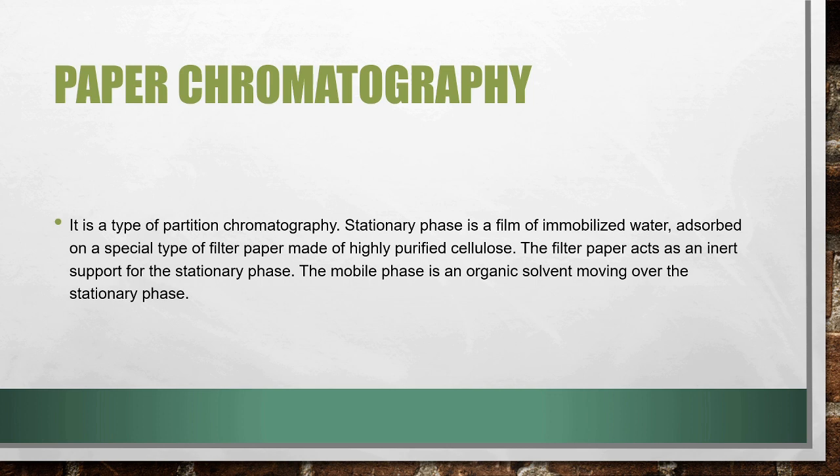Here, the stationary phase is a film of immobilized water adsorbed on a special type of filter paper made of highly purified cellulose. That is, here the stationary phase is a filter paper and the water content of this filter paper acts as the stationary phase in paper chromatography. The filter paper contains about 50% of its weight by water. And the mobile phase uses organic solvents like butanol, acetic acid, etc.